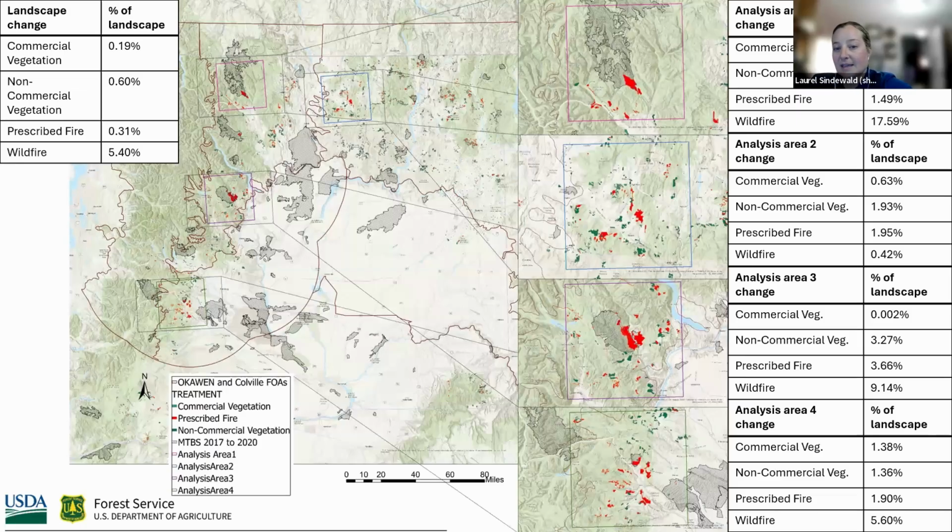Here we can see landscape changes or disturbances in the form of mechanical treatments, commercial and non-commercial thinning, and prescribed fire. A very small portion of the landscape was treated between 2016 and 2020, but 5.4% of the landscape was impacted by wildfire. I selected 4 analysis areas to narrow in on regions of the landscape where prescribed fire and other treatments were concentrated, as well as areas where wildfire occurred. Even still, you can see they represent small portions of the landscape.